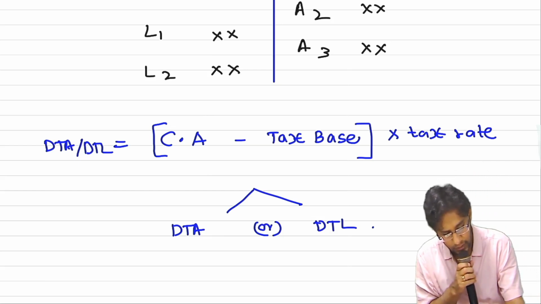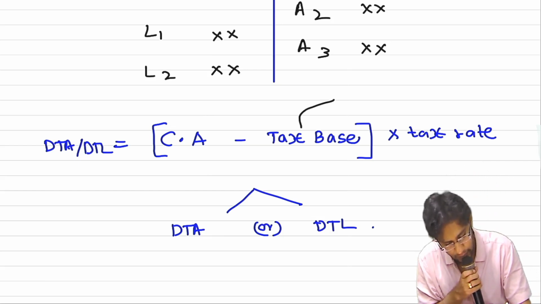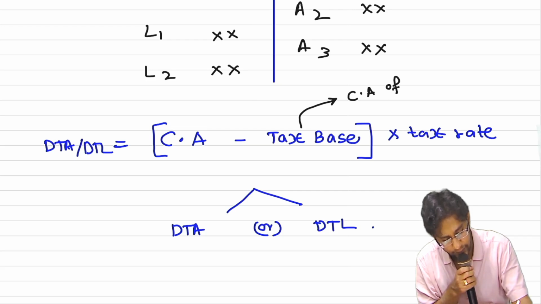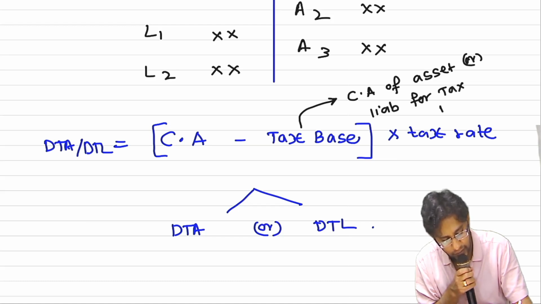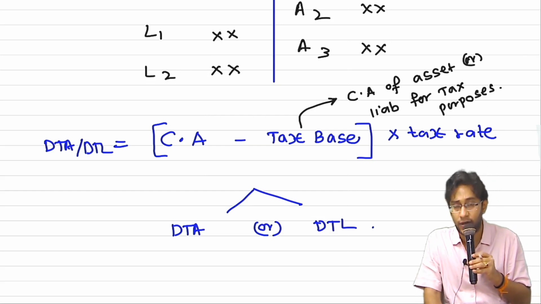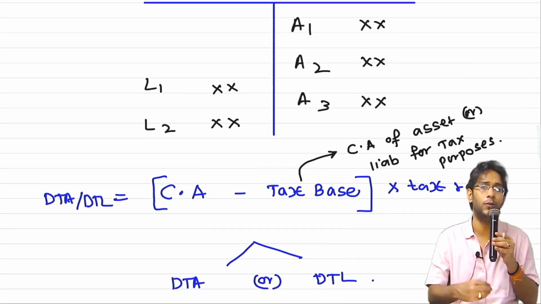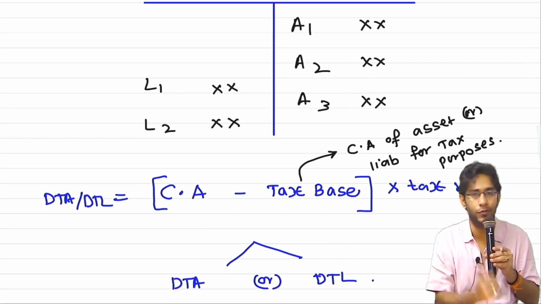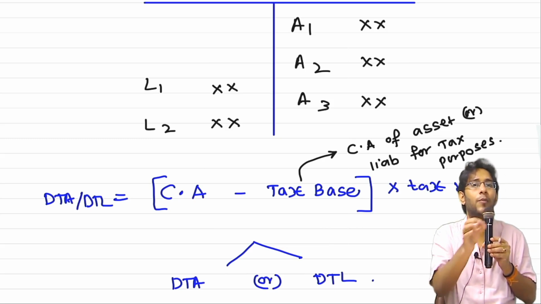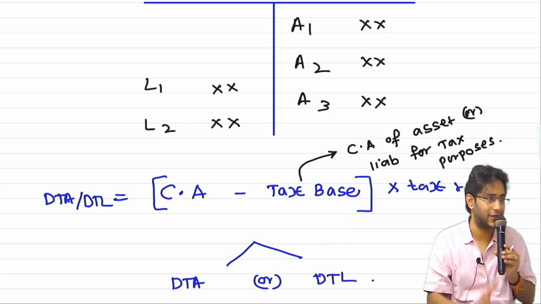Now, the meaning of tax base is this: it is the carrying amount of an asset or liability for tax purposes. The carrying amount I wrote earlier is the carrying amount as per our accounting books. From the income tax point of view, we maintain separate books. In those separate books, whatever amount exists for the asset or liability is called the tax base.